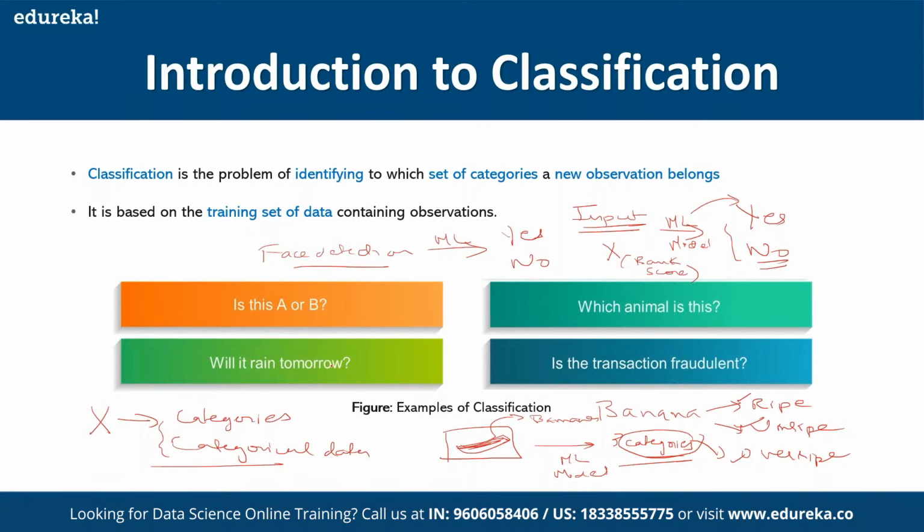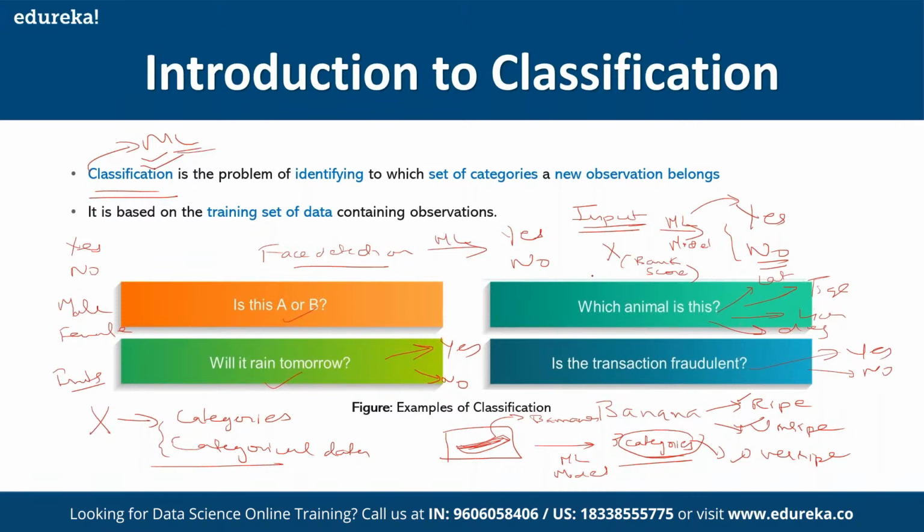So basically when your input is to be divided into yes or no, or say male, female, or say into different buckets of fruits, etc., then in these cases we will say that it's a classification problem. Like, is this A or B? Will it rain tomorrow? The answer will be yes or no. Which animal is this? We will have to define the number of animals. So it may be a tiger, lion, cat, or a dog, right? 4 categories we have defined. Is the transaction fraudulent? Yes or no, right? Such kinds of problems are known as classification problems in machine learning.